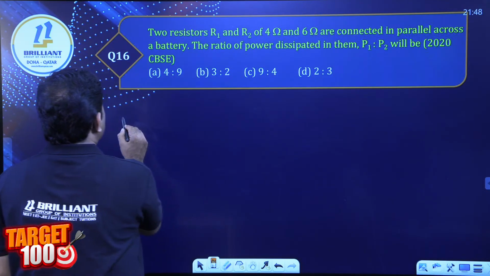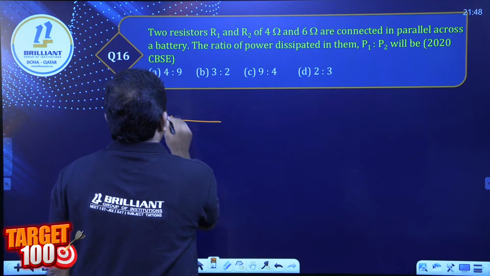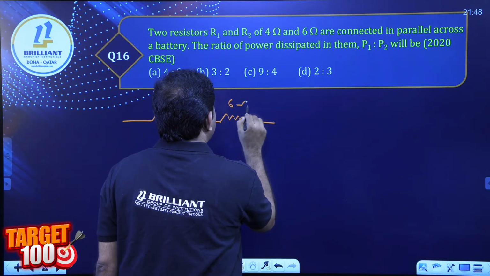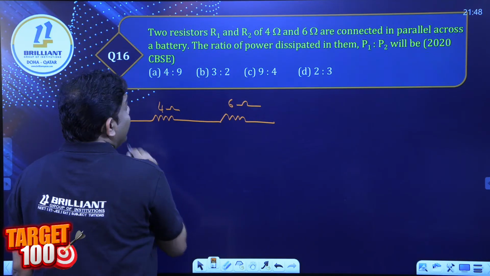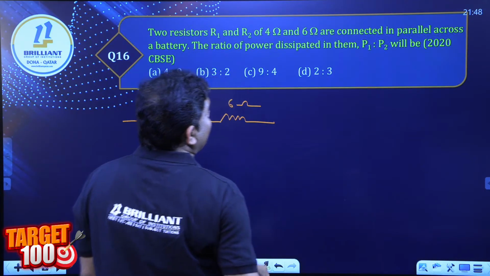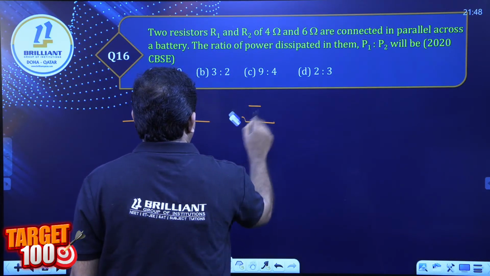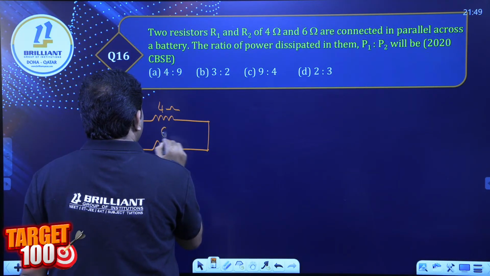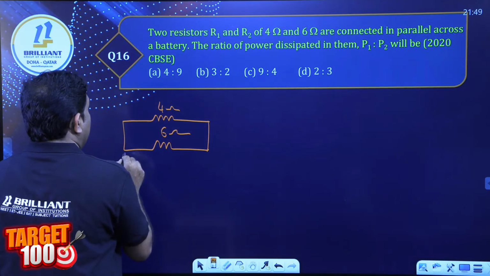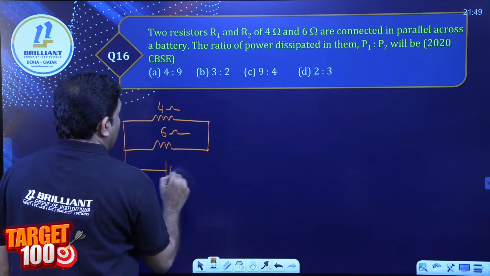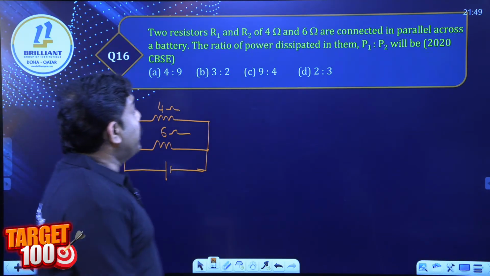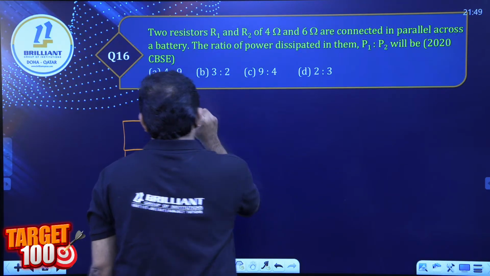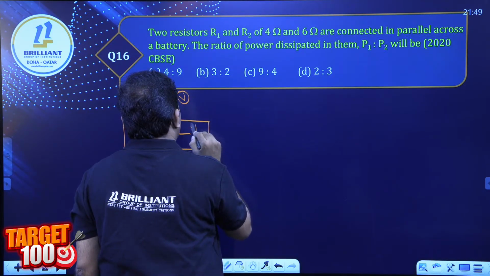Look, two resistors. One resistor is 4 ohm and another resistance is 6 ohm, connected in parallel. They are not connected in series, they are connected in parallel, like this, and then connected to the battery. Now they are asking what is the ratio of power dissipated. In parallel, the voltage is the same. Suppose it has a voltage V, it also has the voltage V.